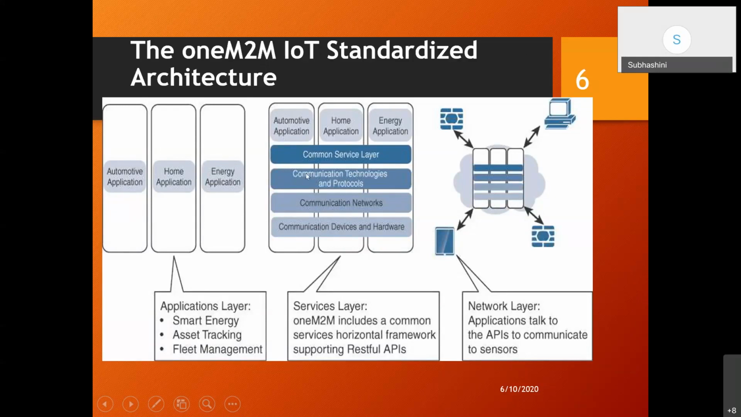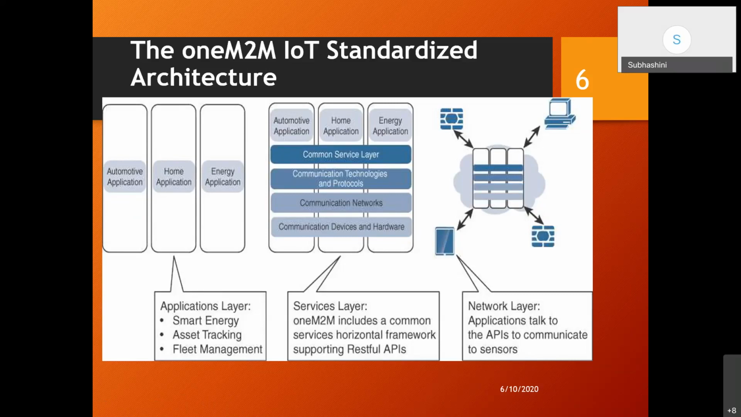In oneM2M, what does the application layer do? This application layer is for the part of interfacing: how a human interacts with your project, and how he starts activating the services. Those things come under the application layer, from the end user's perspective. And the network layer talks about how the data which is generated is stored, how it is replayed, and how it is communicated over other devices.